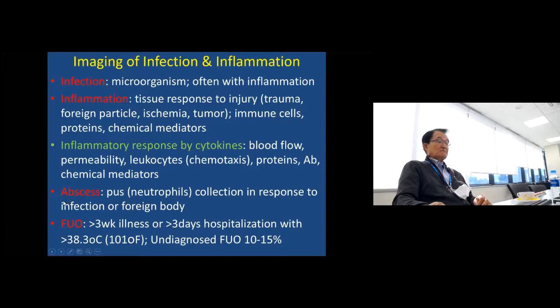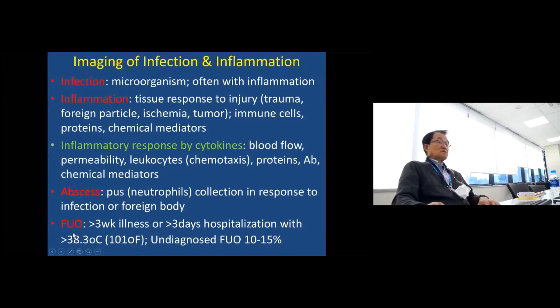Now, an abscess is a pus pocket collection, mostly neutrophils, in response to infection. Usually acute infection has lots of neutrophils. Chronic infection usually has monocytes and lymphocytes. So I'll mention some more detail later with other agents.